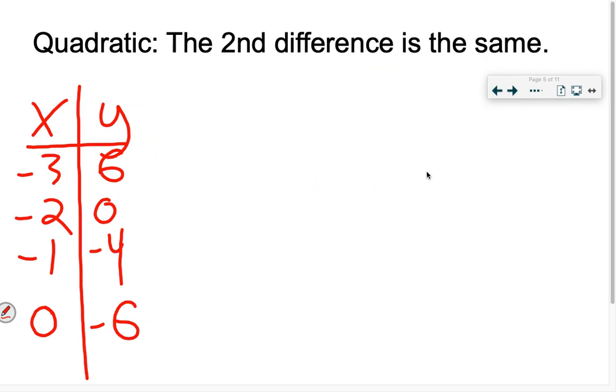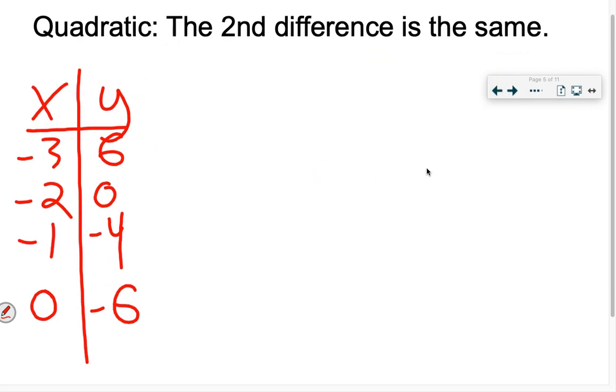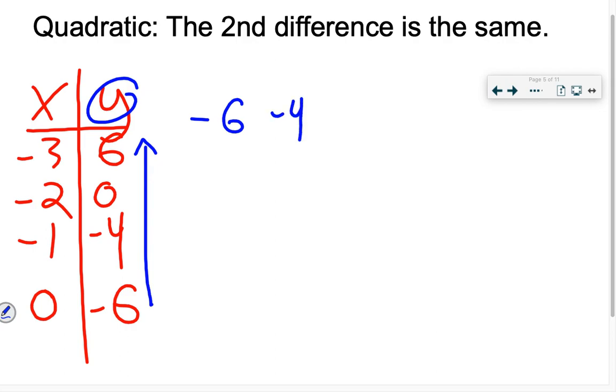Let's go on to quadratic, because this is the second easiest, I think. This time, the second difference is going to be the same. It's going to be the same steps. I'm going to write it out from the last y value given to the first y value given. So I'm going to write out -6, -4, 0, and 6.